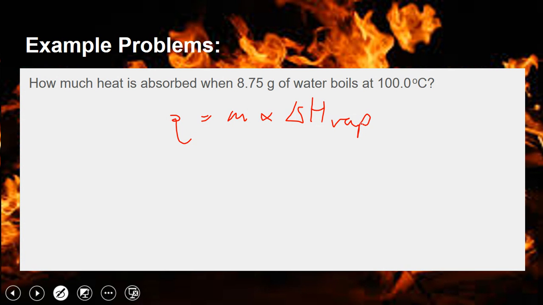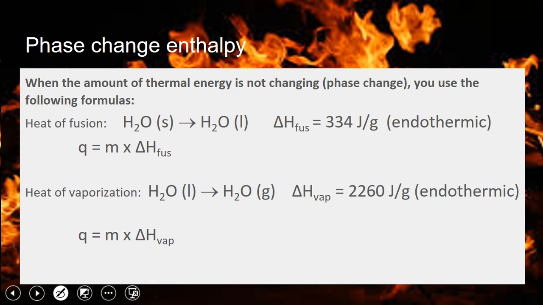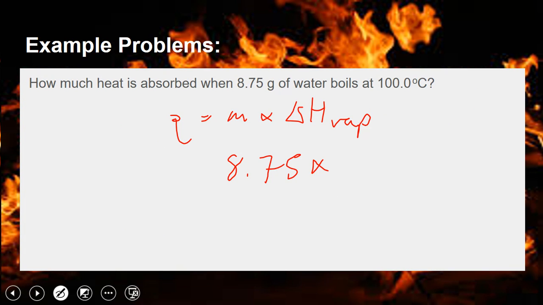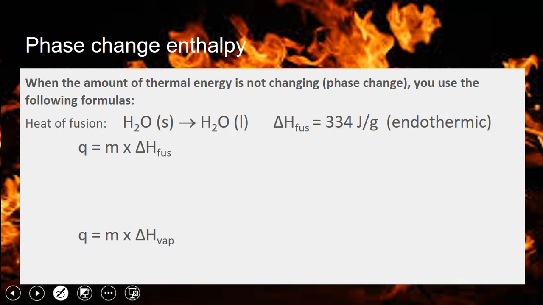Our mass is 8.75 grams, and our delta H vaporization is 2260 joules per gram. The grams will cancel, so we get joules for our heat. 2260 times 8.75 is 19,775. So Q is equal to 19,775 joules.